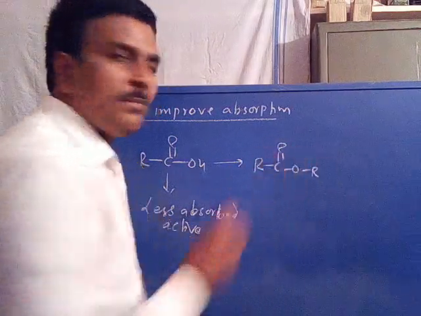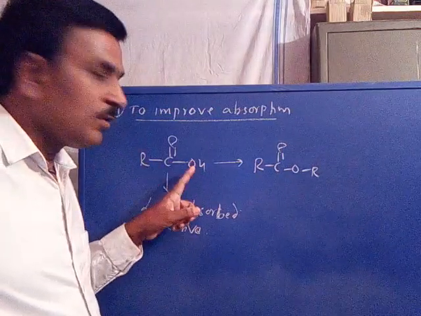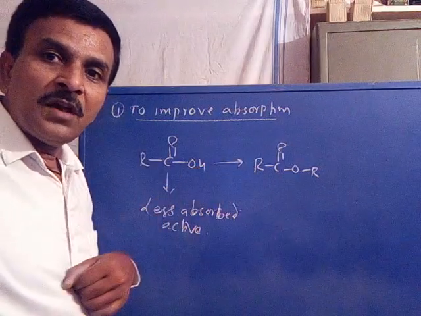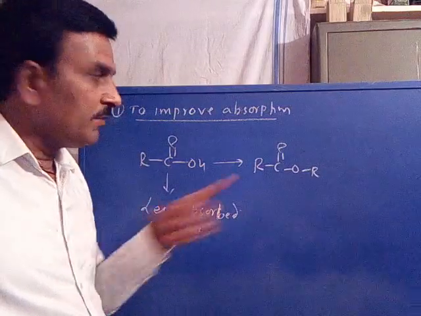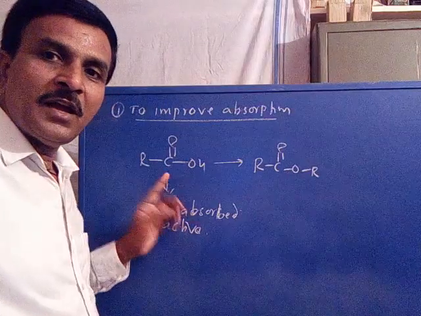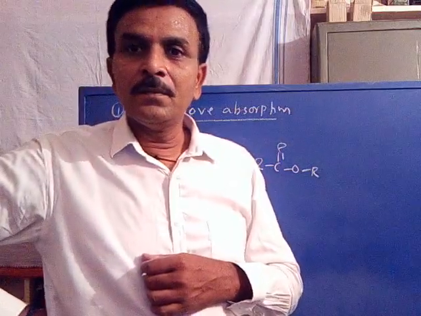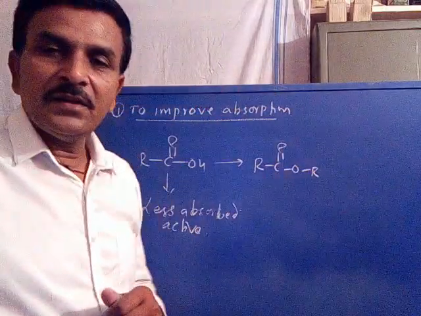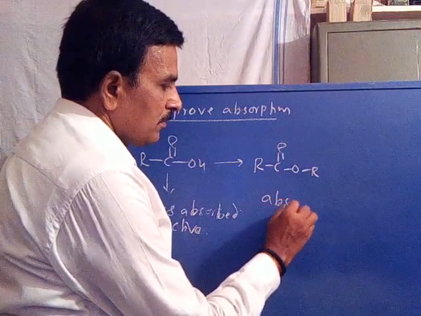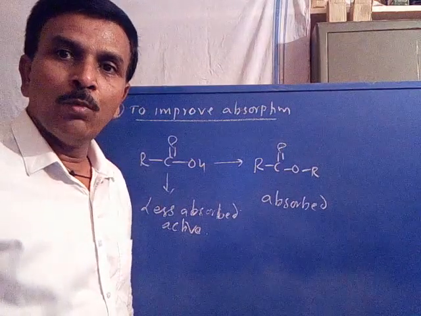RCOOR, by the process of esterification. When we do esterification, or when we protect the OH group, the carboxylic acid group is protected by transforming into an ester. When we do esterification, we get an ester where polarity decreases. Carboxylic acid polarity is more, ester polarity decreases. When its polarity decreases, its hydrophilic nature decreases and it is more absorbed. Ester is more absorbed.